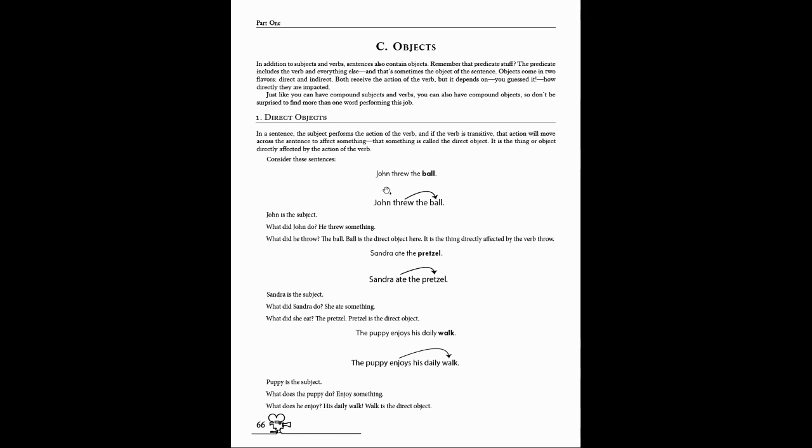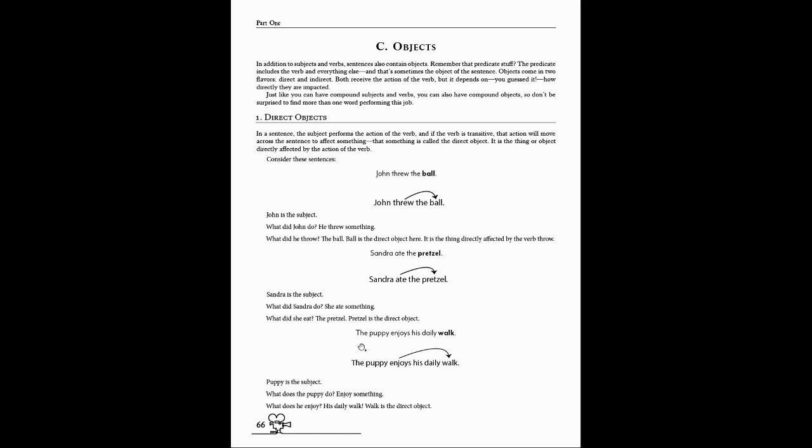So if you look at this sentence, John threw the ball, you're like, John is the subject, he's the doer or the actor. And what did he do? He threw. So threw is my verb. And then what did he throw? The ball. So the ball is the direct object. It is the object directly affected by the verb, making it the direct object. Moving on, we've got Sandra, and she's eating a pretzel. So Sandra is my subject, ate is my verb, and ate what? Ate that pretzel. So pretzel is the direct object.